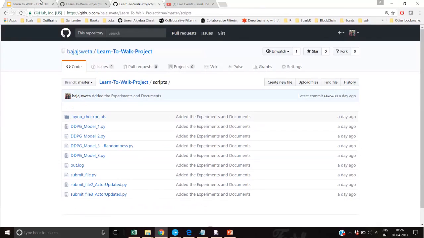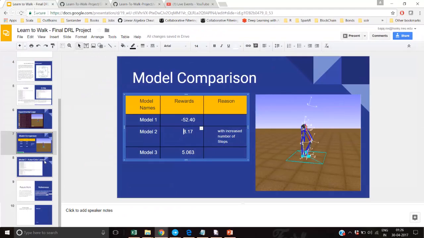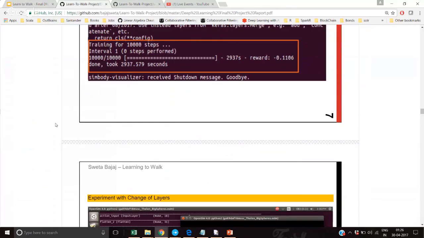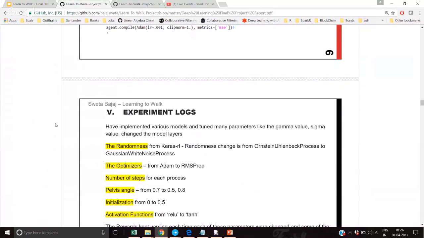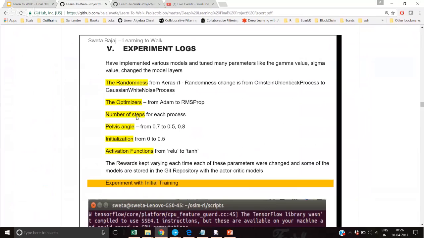And this is the model 2 that I was just talking about. Let's see some of the observation logs that I was trying to change. So this is some of the observation logs. I tried to change the randomness, the optimizers, the number of steps. There was a time when I ran this program for around 70,000 steps, and it was giving me some positive rewards. The pelvis angle that I was talking about, the initialization, the activation functions from ReLU to tanh.